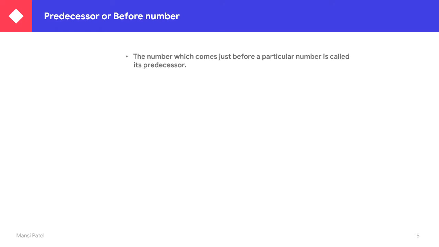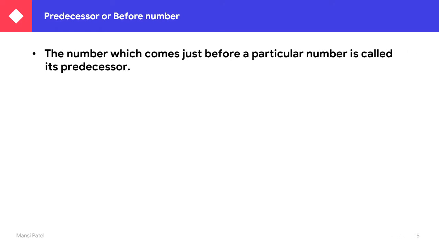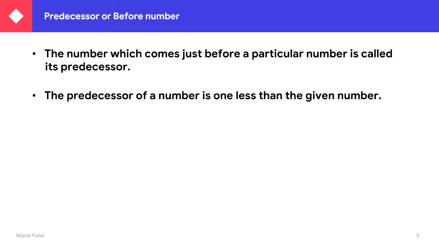Now we are going to study about the predecessors, the before number. What is the before number? See, the number which comes just before a particular number is called its predecessor. The predecessor of a number is 1 less than the given number. So if we want to find out the predecessor, we have to subtract 1 from that number.